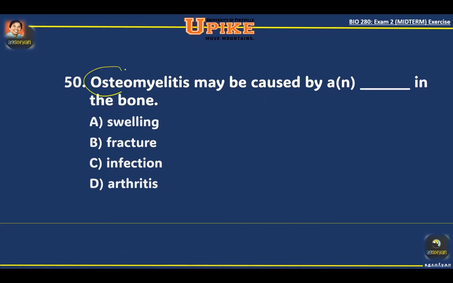Osteomyelitis may be caused by, in the bone. Of course, this is osteo, the bone. Myelitis is infection in the bones. So itis over here means infection. So this is infection in the bone, usually caused by bacteria.